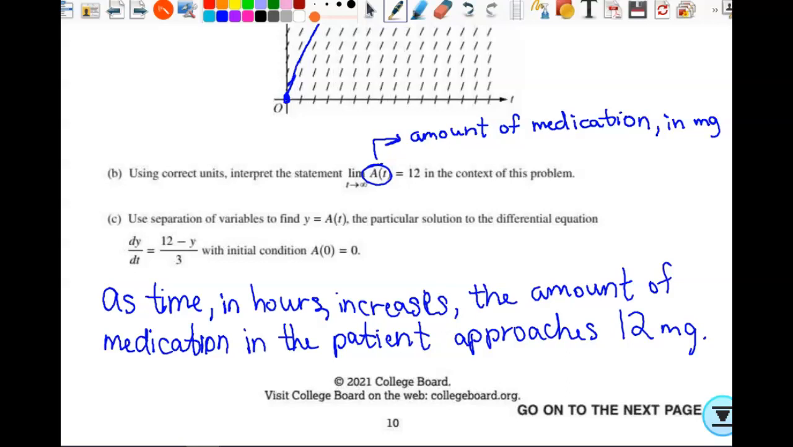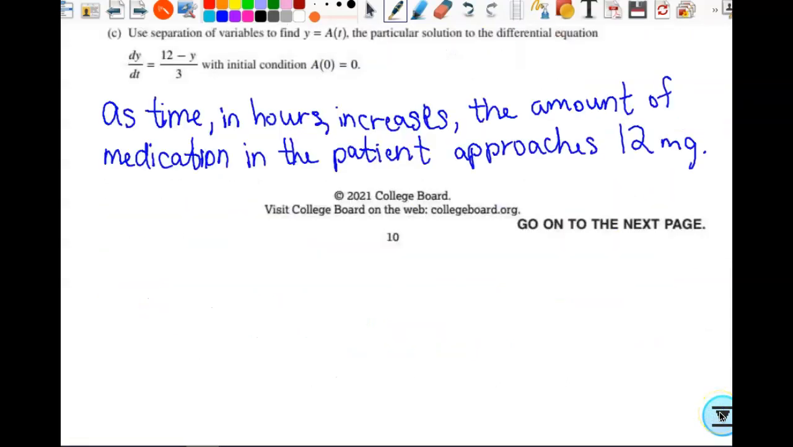All right, part C. What does it say? I love that confidence. I don't like that.